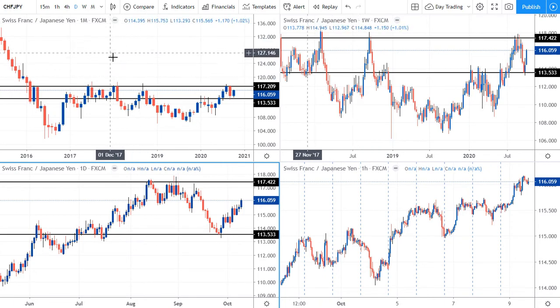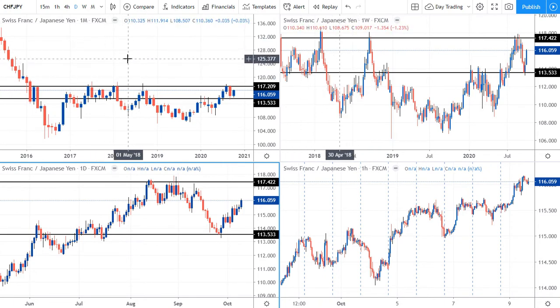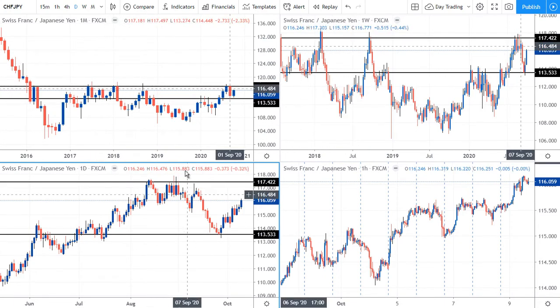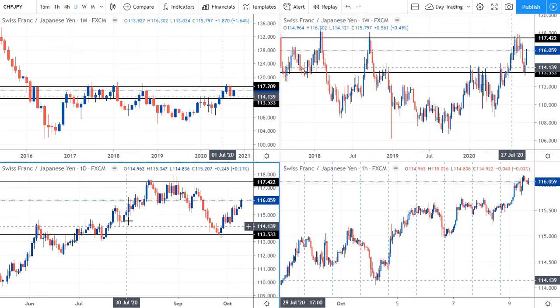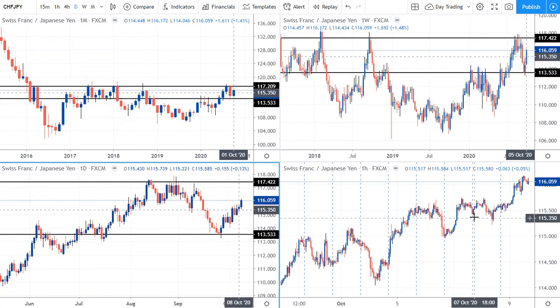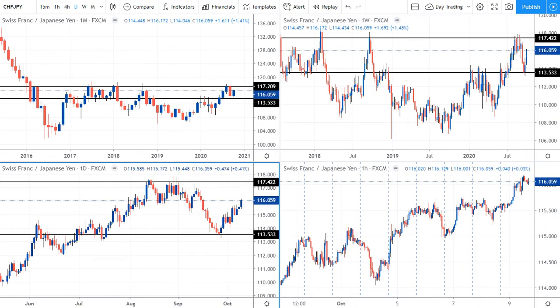On these charts, on the upper left, this is a monthly chart, and this is for our day trading. This is a day trading template. Monthly, and then the upper right is weekly. Lower left is daily, and then the lower right is our entry time frame, 1 hour chart for day trading.